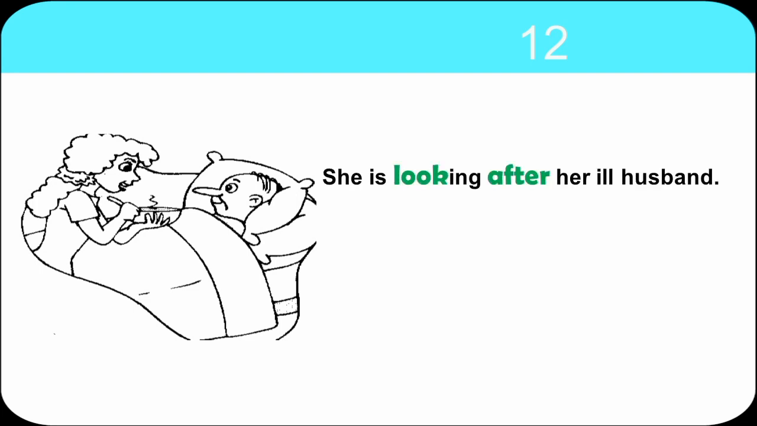In this example, you will notice that this beautiful lady is taking good care of her husband. She is looking after her ill husband. So the phrasal verb is to look after, and it has the meaning of to take care of. يعتني. Take care of something or someone, or to look after someone or something.